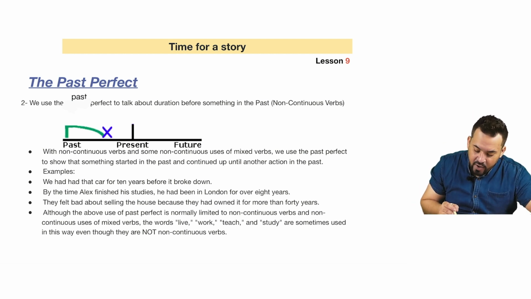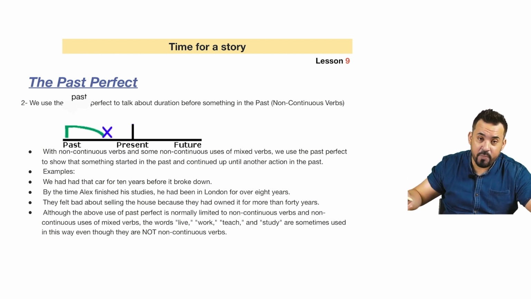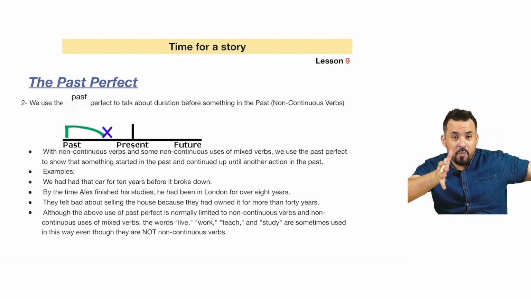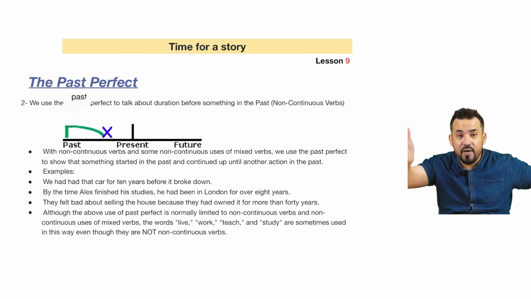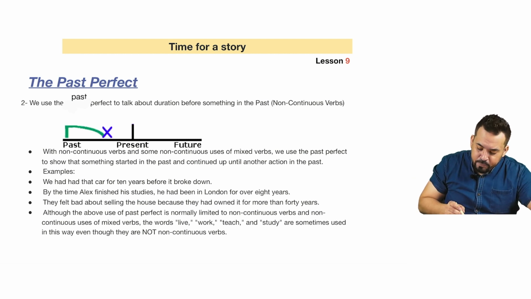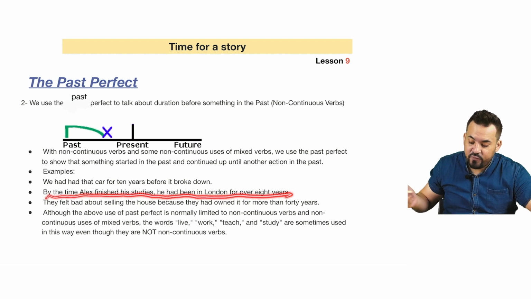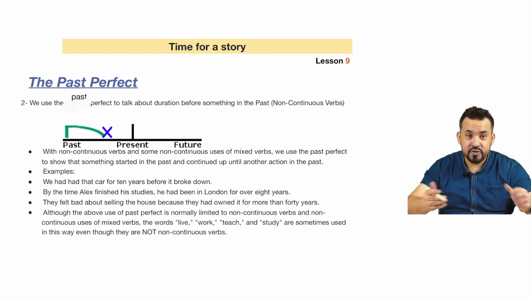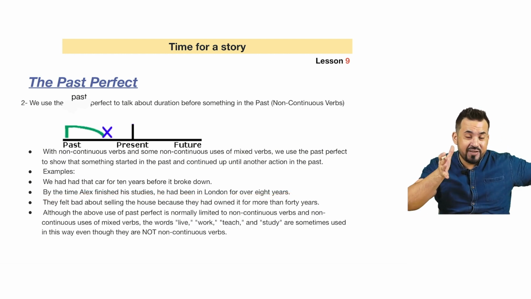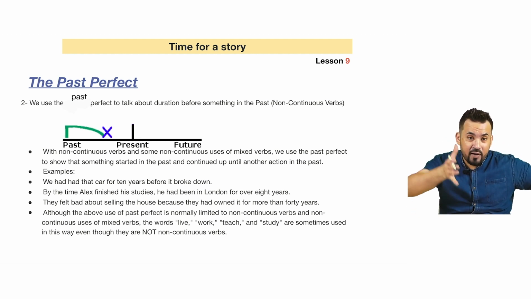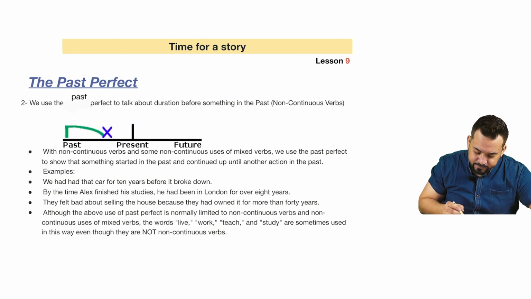We had that car for 10 years before it broke down. It means we had it for a period of 10 years, and then at the end it broke down. By the time Alex finished his studies, he had been in London for over 8 years. So the duration is 8 years, and by the time those 8 years were done, he had finished his studies.